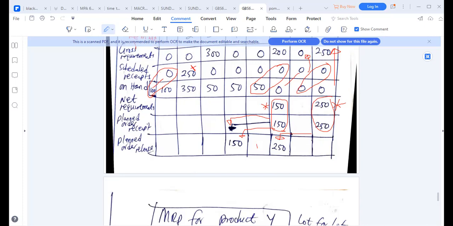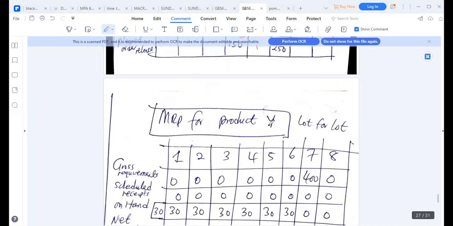All right, so now we get to the other one. So the other one we are going to is the product Y. So let's do MRP for product Y.